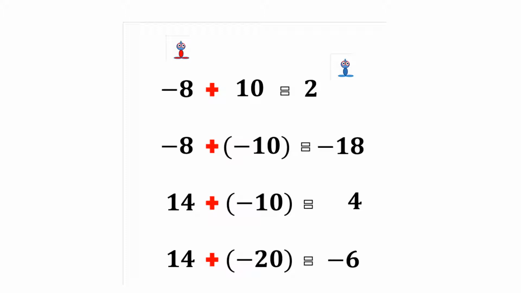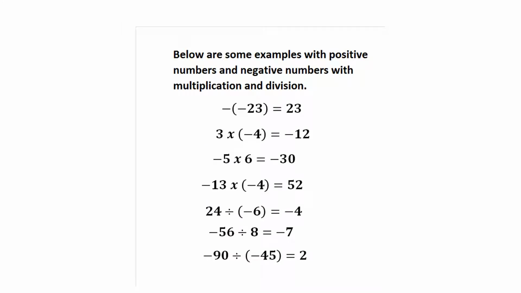Here we have some examples with positive numbers and negative numbers with multiplication and division. And our first example is the negative of negative 23. The negative of a negative is positive. So we could have had the negative of negative 5 is 5. You can think of this as negative 1 times a negative 23, but you're going to get 23. Our next example, 3 times a negative 4 equals negative 12.